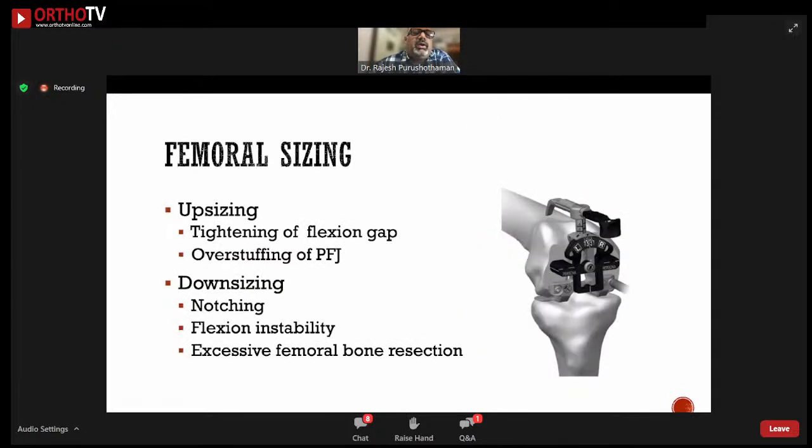Whenever you do an upsizing, you will be putting a larger prosthesis. This will lead to tightening of the flexion gap, and as I said earlier, it can lead to overstuffing of the patellofemoral joint. If you downsize, when you are putting the smaller prosthesis, it can lead to anterior notching. And if the flexion gap is unstable, it can lead to flexion instability. Excessive femoral bone resection also can happen if you do a downsizing.